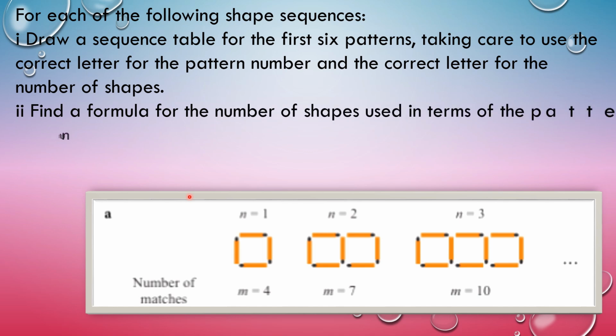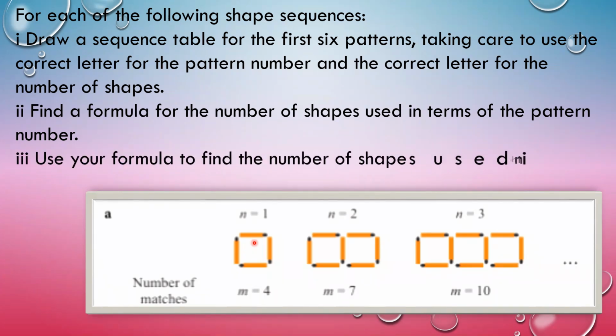Let's see part 2. Find a formula for the number of shapes used in terms of the pattern number. So we have to find the formula. Using the same formula, nth term equals term 1 plus n minus 1 into common difference. So use that formula and put the values, and then you will get the simplified formula for this pattern. In part 3, use your formula to find the number of shapes used in the 300th pattern. Now for the 300th term, you will have to find how many matchsticks, how many shapes would be there, but use the simplified formula you made in part 2. Now let's do all these 3 parts.